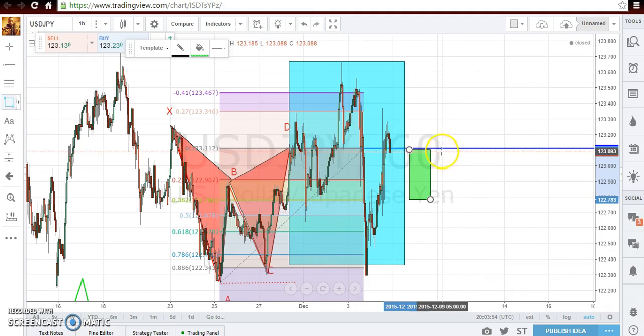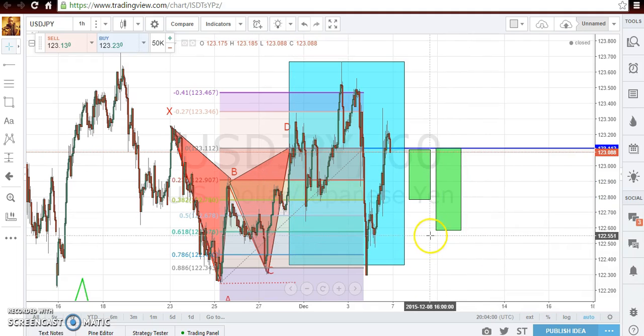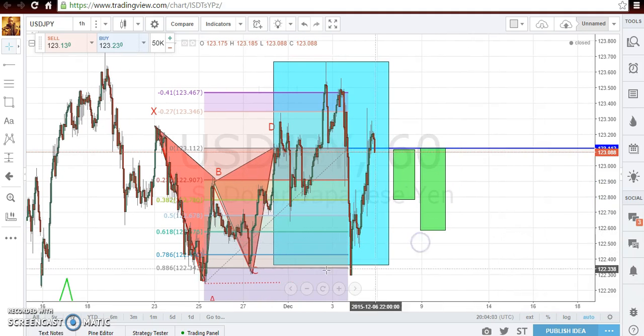And the second box, which is a second target, is going to go all the way to the 618 retracement. So that's the way to take your targets when you're trading this pattern.